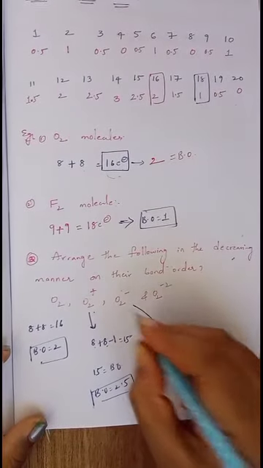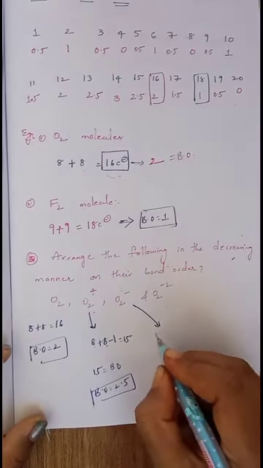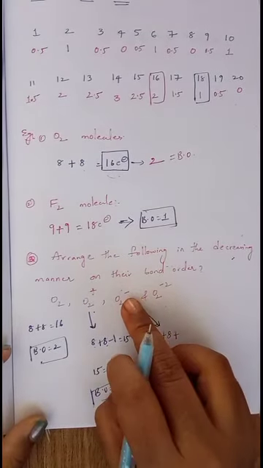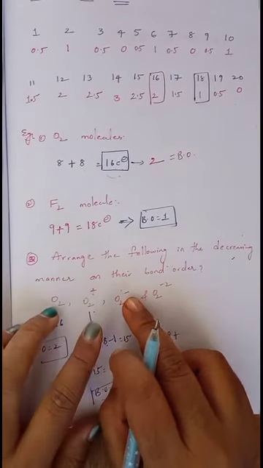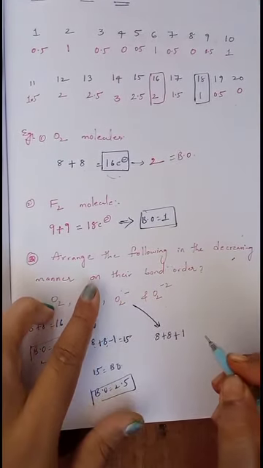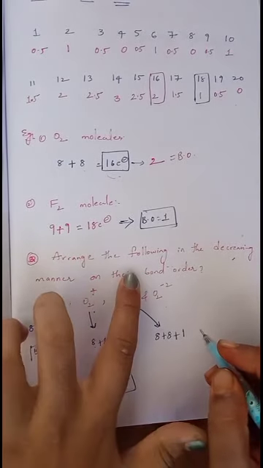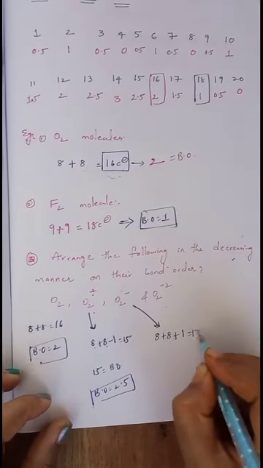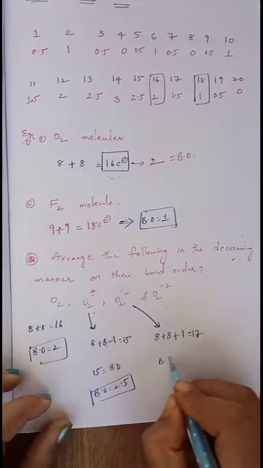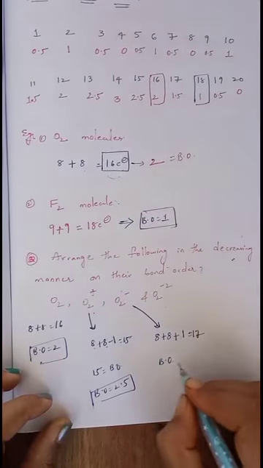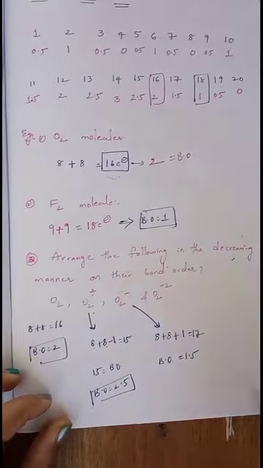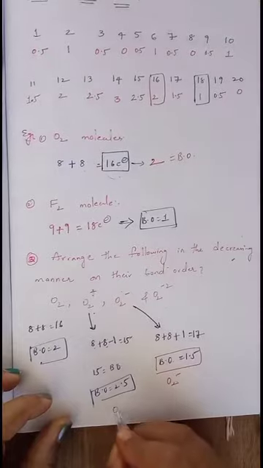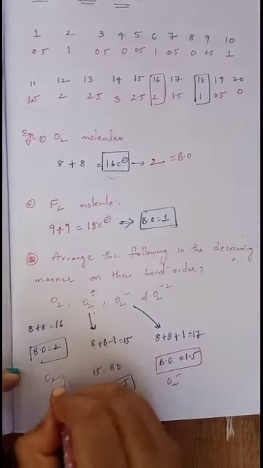Next, for the O2 minus molecule. Each oxygen has 8, and here it has one negative charge, that means one extra electron is there, so you add plus 1. If positive is there, you remove 1 electron. If negative is there, you add 1 electron. 8 plus 8 is 16, 16 plus 1 is 17. For 17 electrons, the bond order is 1.5. So this is the bond order for O2 minus, this is the bond order for O2 plus, and this is the bond order for O2.